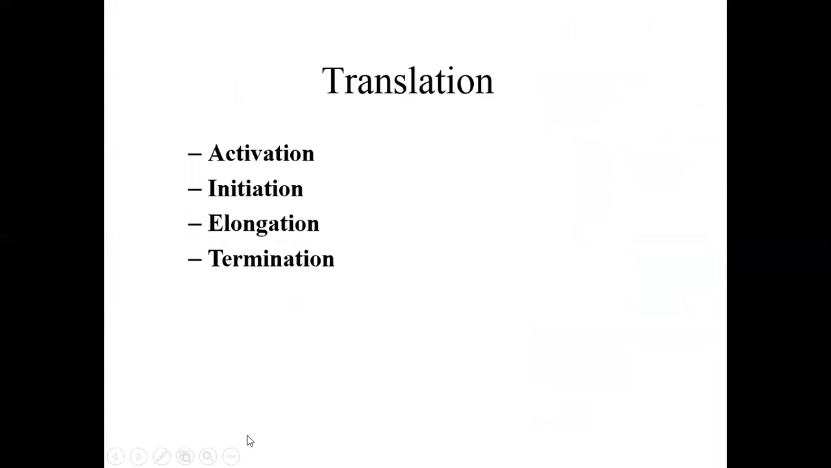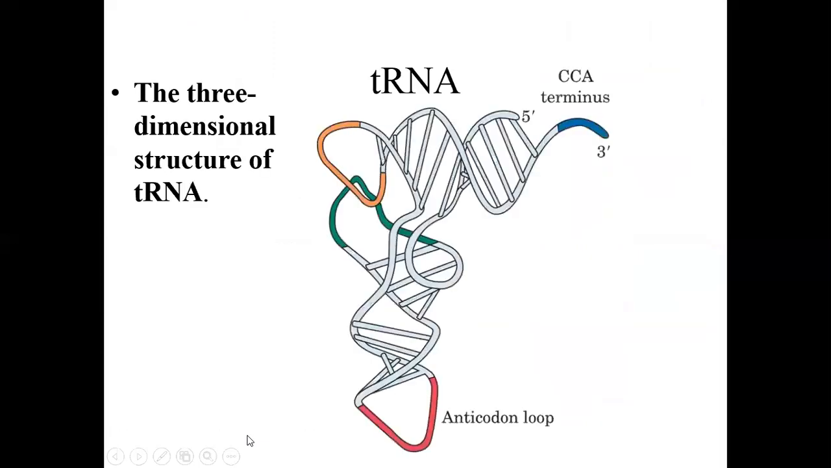So the 4 steps of translation are activation, initiation, elongation, and termination. First, the activation. This means the tRNA should be activated or charged for the carrying of amino acid. This is the 3-dimensional structure of tRNA, which has the anticodon loop, and this anticodon loop is complementary to the codon of the mRNA, and it also has a CCA terminus which basically carries the amino acid.